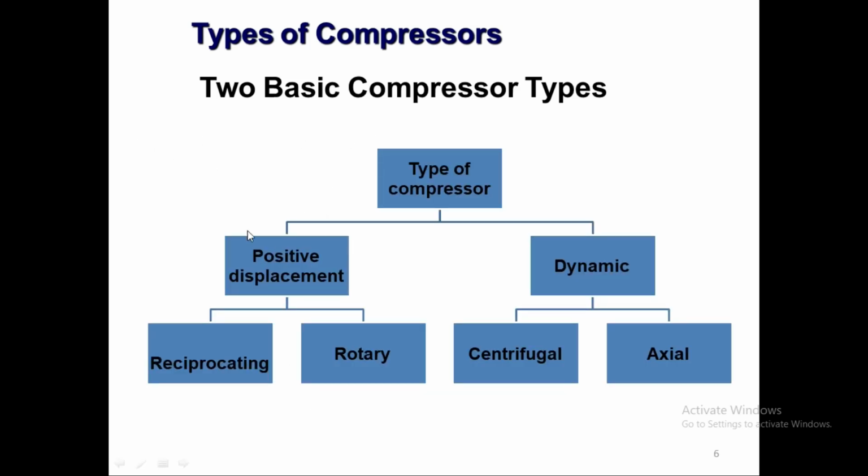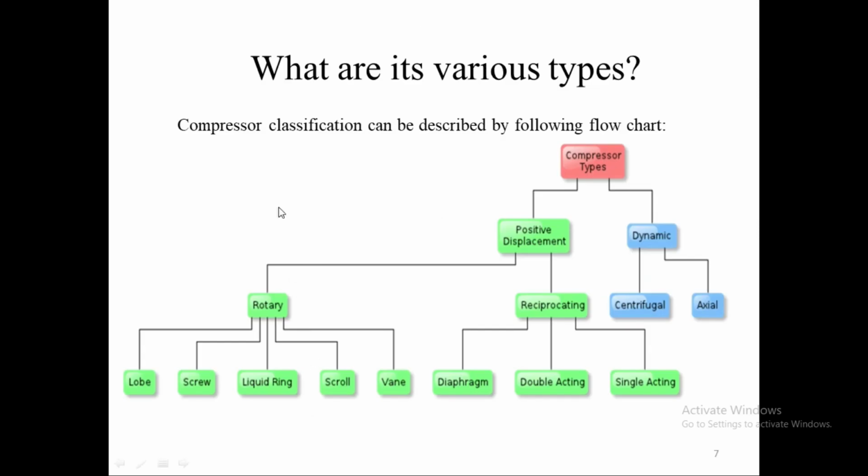Two basic types of compressor, and the same thing, positive displacement or dynamic. Positive displacement can be reciprocating and rotary type, and dynamic is the centrifugal and axial type. Further, the compressor types can be divided as the two basic types remain the same, the positive displacement and the dynamic is still the same, centrifugal and the axial. But on the positive displacement side, we have two other classifications. We call some of them rotary, the others reciprocating. And then the rotary could be due to rotational motion of the lobe, screw, liquid ring, scroll or vane. I will show you some of these examples later on.